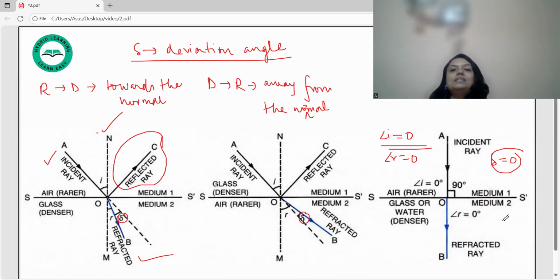So these are the three cases which you should remember when you are starting your studies in refraction of light. So when you have a ray from rarer to denser medium, then you have a ray from denser to rarer medium, then if you have a ray which is normal to the plane of incidence. These three cases are very important.